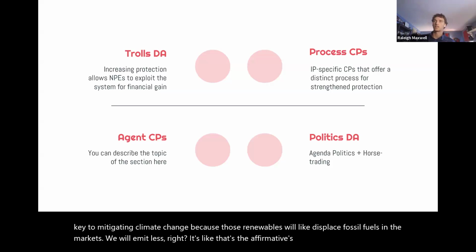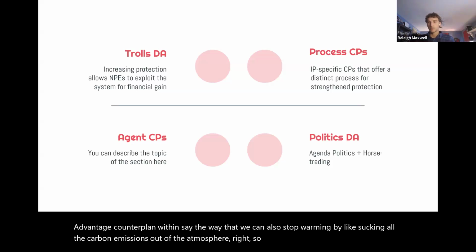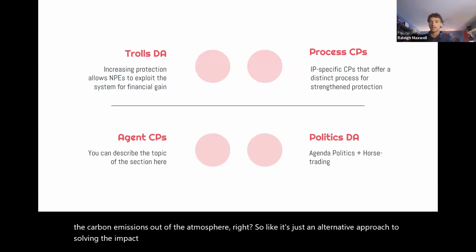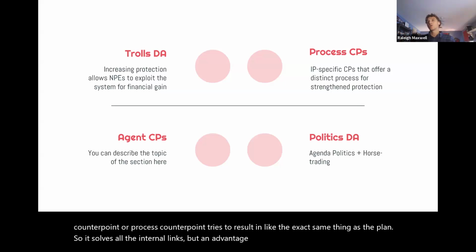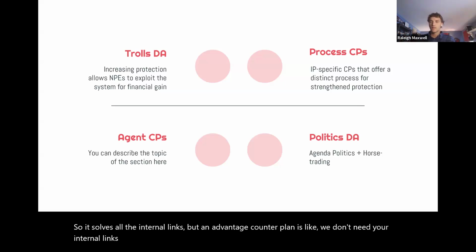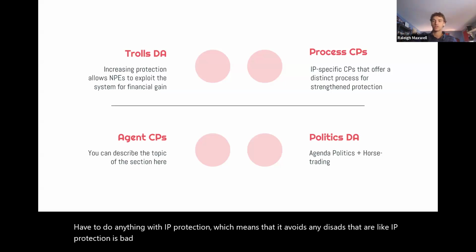An advantage counterplan would then say the way that we can also stop warming is by sucking all the carbon emissions out of the atmosphere. It's just an alternative approach to solving the impact level, not the internal link level. Usually an agent counterplan or process counterplan tries to result in the exact same thing as the plan, so it solves all the internal links. But an advantage counterplan says we don't need your internal links, we can solve the impact better. And so it does not have to do anything with IP protection, which means that it avoids any disads that say IP protection is bad for some reason.